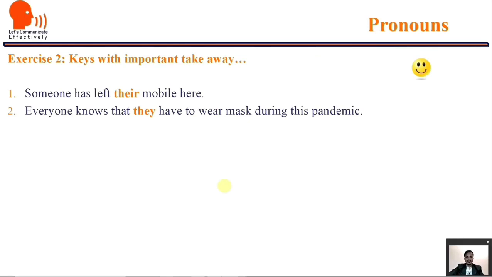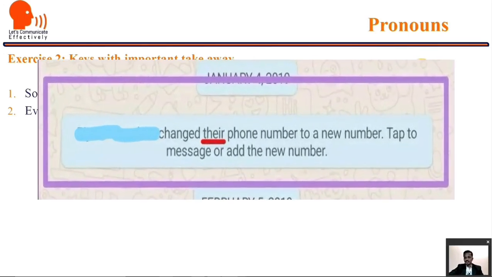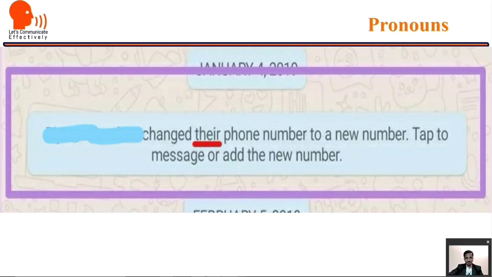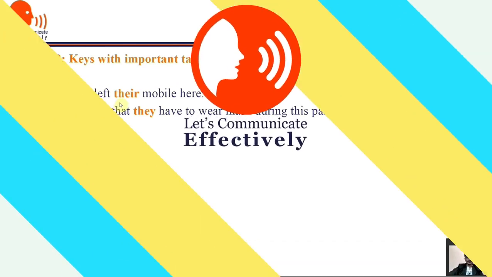You must have observed that if your friend changes his or her phone number on WhatsApp, you get one message that Mr. XYZ has changed their phone number, their contact number. Why is there used there? Because if the gender is unknown, we use they or their or them. Right?